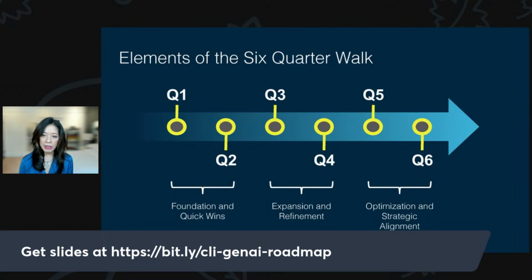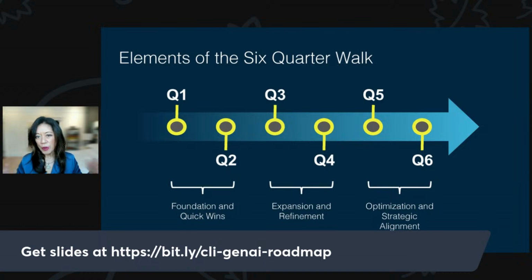And then you're putting some of those initiatives out going, but you're also thinking, what are the foundational capabilities we need to have in place so that we can do the things in Q3 and Q4, for example, when you're expanding your initiatives and you're refining them. And then Q5 and Q6, you're starting to really think about what are the strategic implications around this. You're optimizing for things. And then you're also making sure that people, again, are aligning.